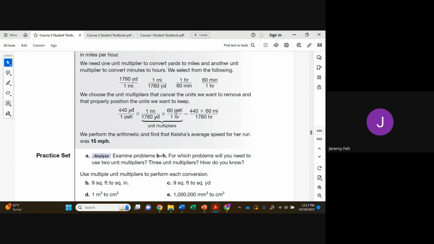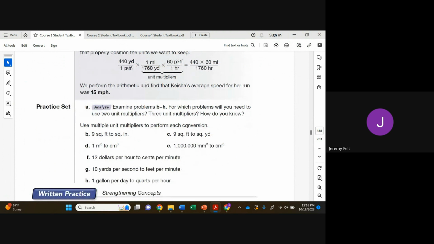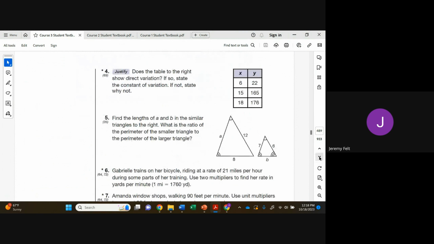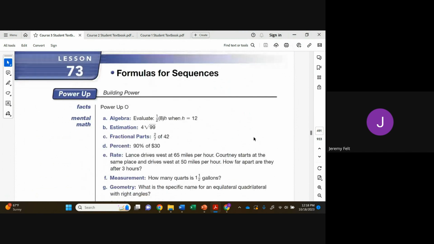So it may take some time. It may take a little bit of showing your work as always. So just write out what you have, however many unit multipliers you need to use, and then just simplify and cancel out. Okay, we'll go over that practice set when we get to class.